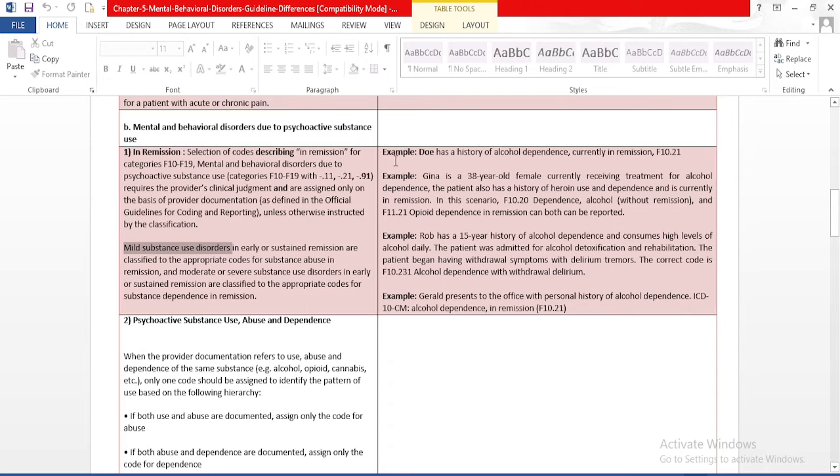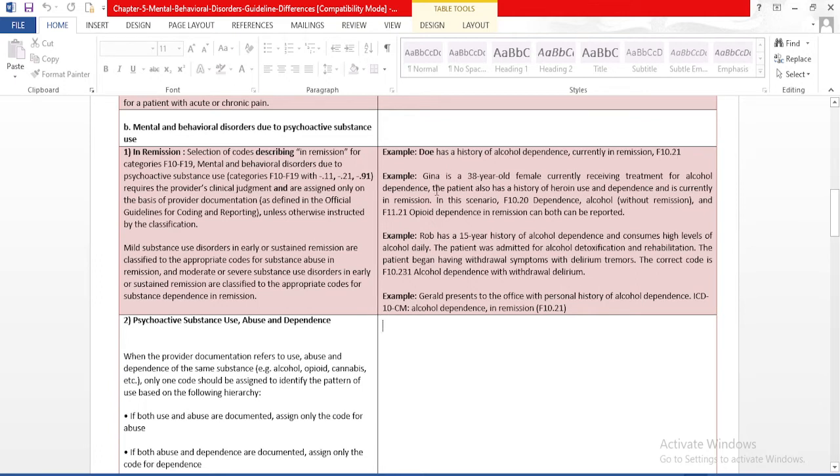So we have a few examples here. Doe has a history of alcohol dependence, currently in remission. So he is decreasing his volume of taking alcohol. Here we can code F10.21. So for alcohol remission, we have coded F10.21.